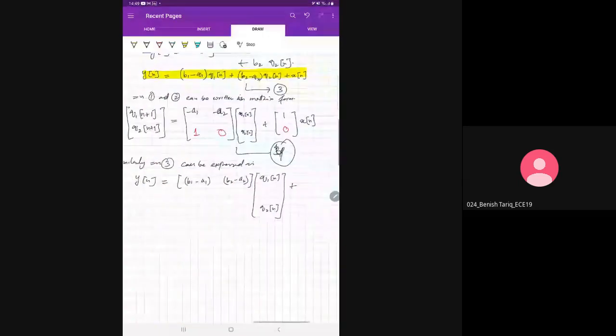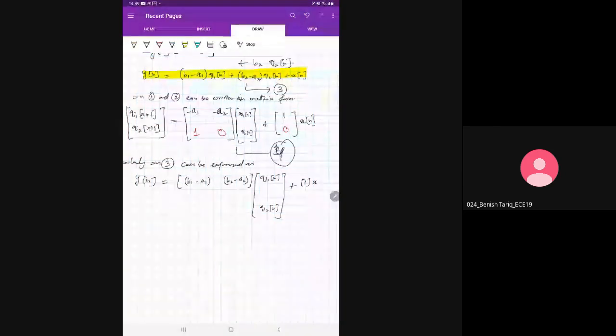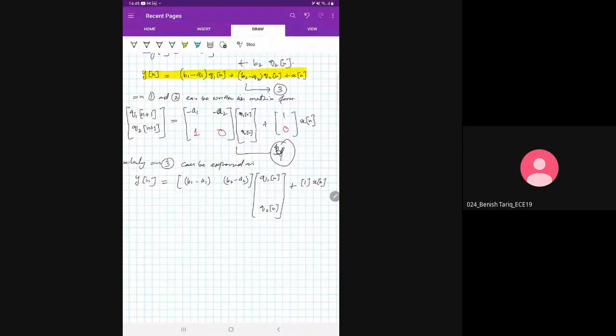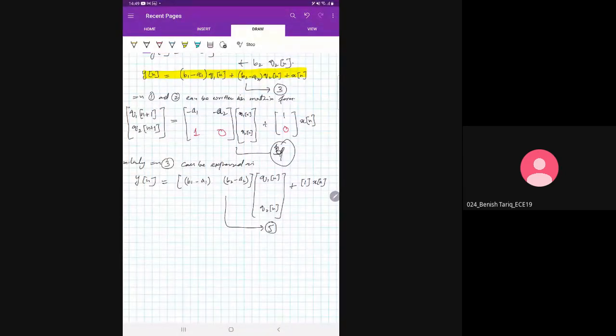In order to complete the equation. It will be 1 of x of n. Very good. It is 1 of x of n. That is very easy. It's not that much difficult. So let us call this equation as equation 5. Now see, we have equation 4 and equation 5, which is nothing but representation of 1, 2 and 3 in matrix form. Okay.